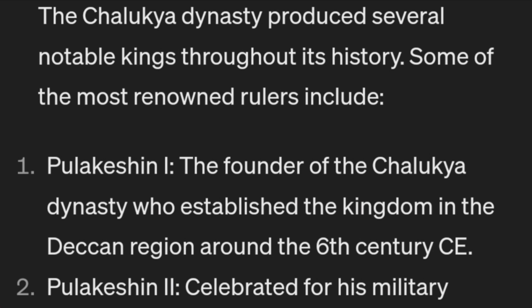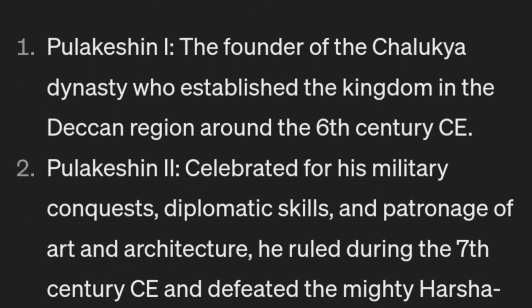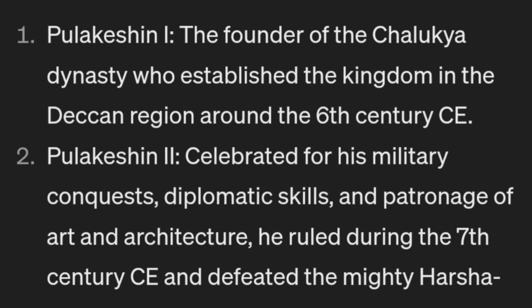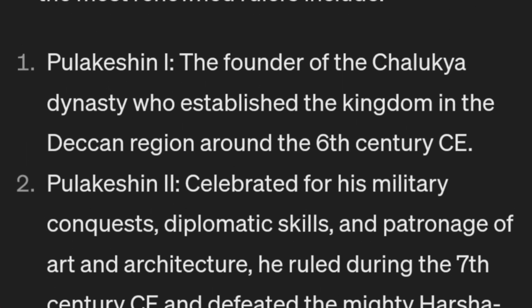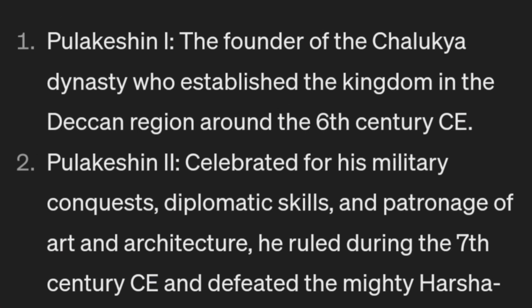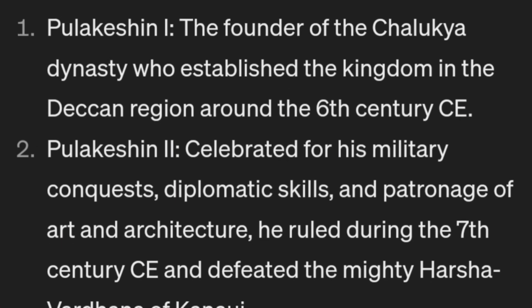The Chalukya dynasty produced several notable kings throughout its history. The first king was Pulakesin I, founder of the Chalukya dynasty, who established the kingdom in the Deccan region around the 6th century CE. He was a feudatory under the Kadamba Empire, and he revolted, fought, and carved out an empire for himself. It was known as the Chalukya Empire, and the founder was Pulakesin I. After his death, his son Kirtivarman ascended the throne and further expanded the empire.